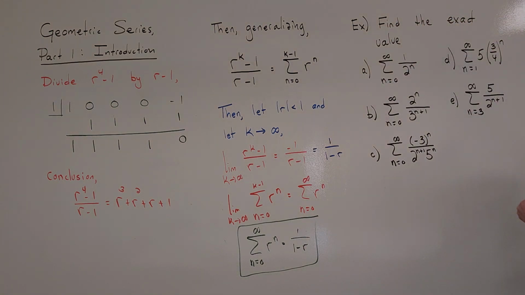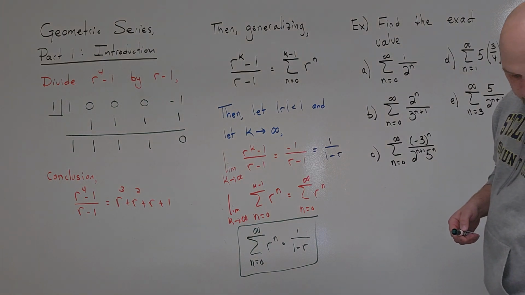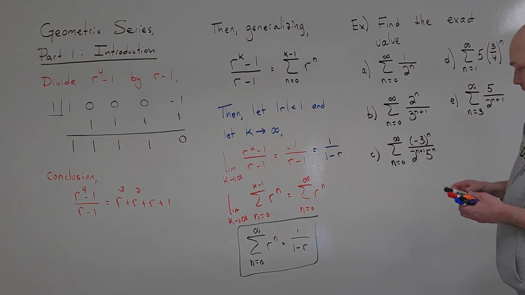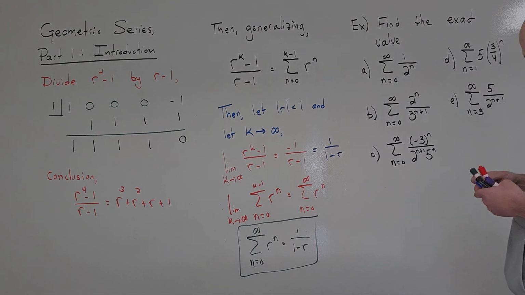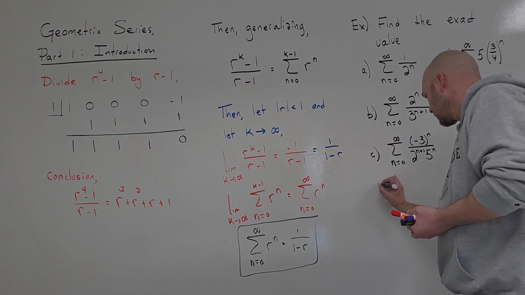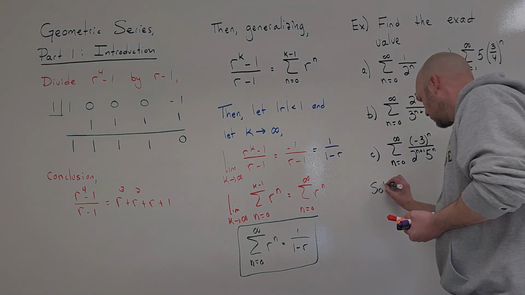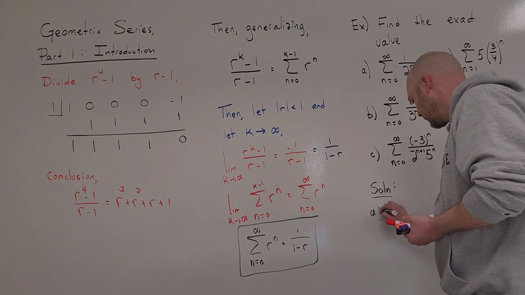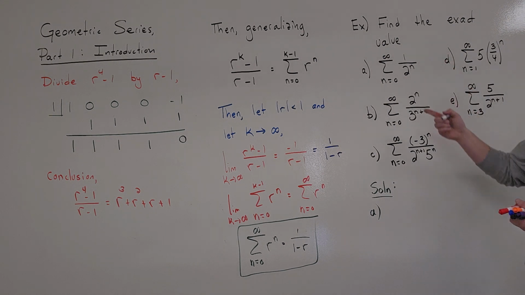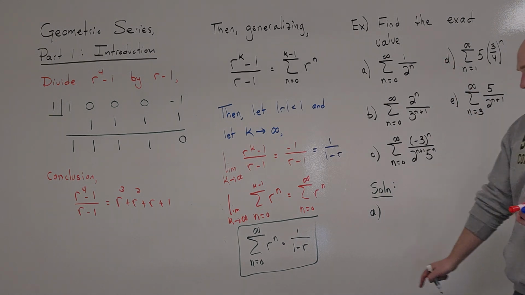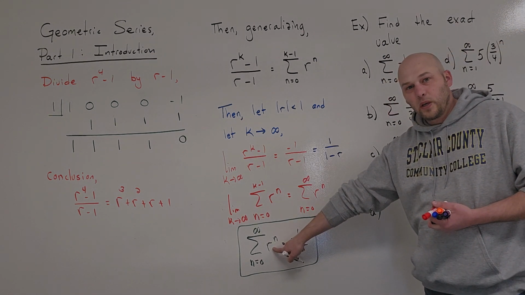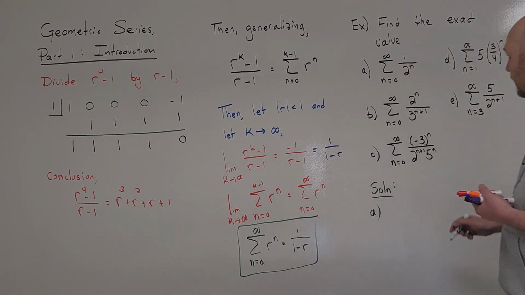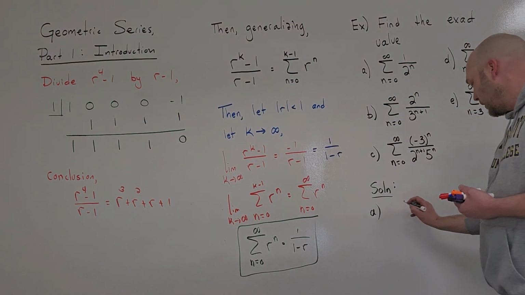Let's find the exact values of some of these series here. And again, these are called geometric series. All right, start over here, solution, part A. What I have to do is manipulate the expression inside the series so that it has this form here, r to the n. What I'll do with 1 over 2 to the n is the following.